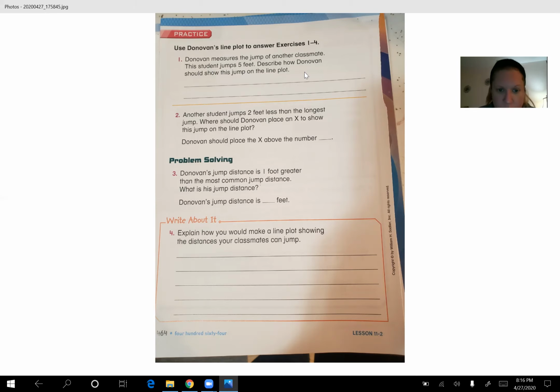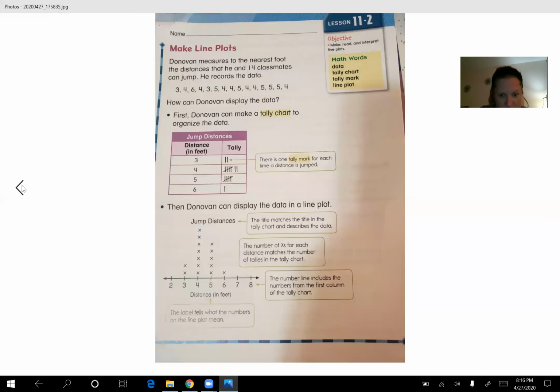Oh, number two, another student jumps 2 feet less than the longest jump. 2 feet less than the longest jump. Where should Donovan place an X to show this jump on the line plot? 2 feet less than the longest. All right, the longest in feet the person jumped was 6. But it says, what is 2 less? 6 minus 2, 2 less. Did you say 4?